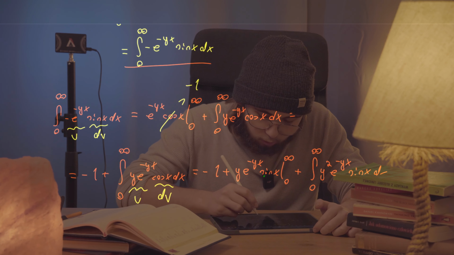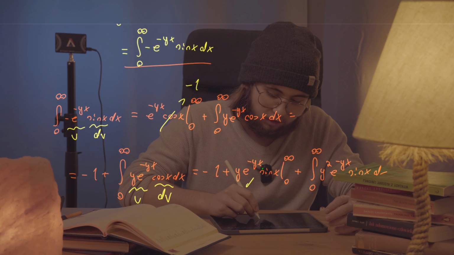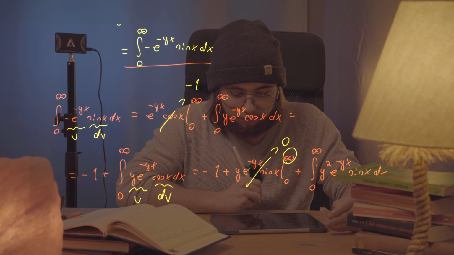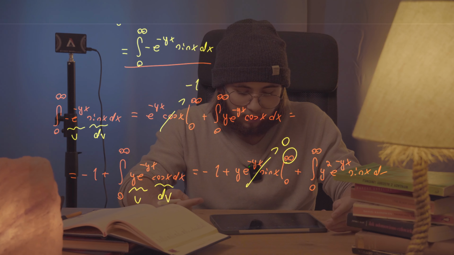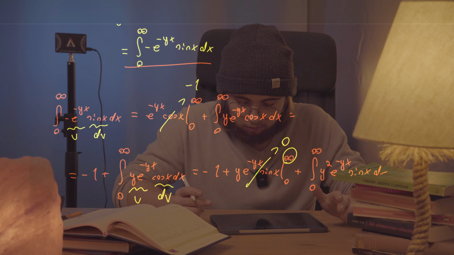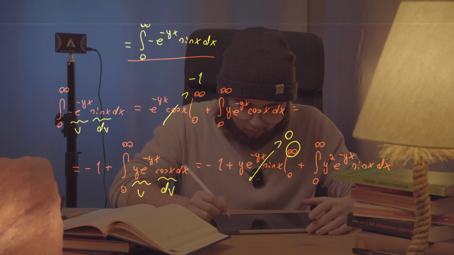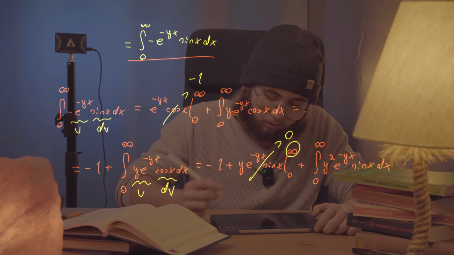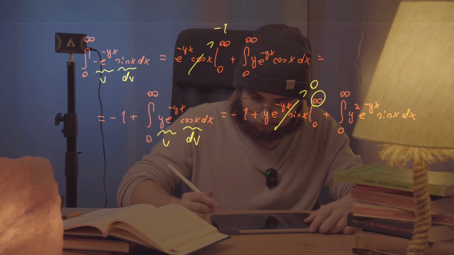Also, this entire boundary expression y e to the negative yx sine of x is nicely going to go to 0. When x is infinity, y e to the negative yx goes to 0, and when x is 0, sine of x is also 0, so everything is lovely. So we can go on and take this integral to the left-hand side of this equation.